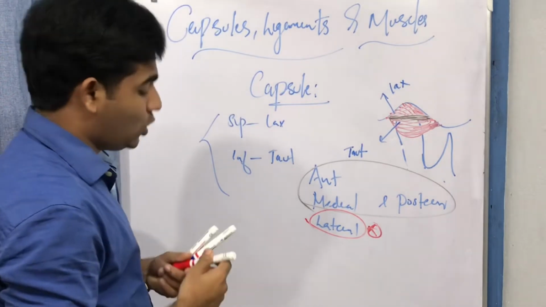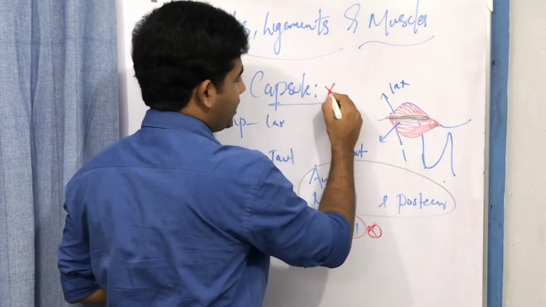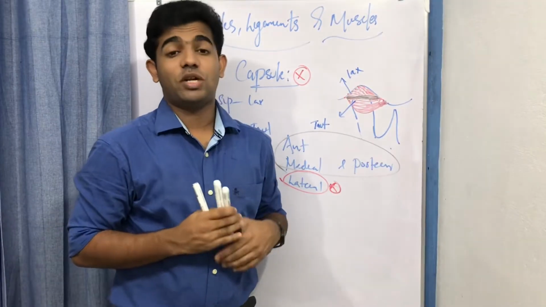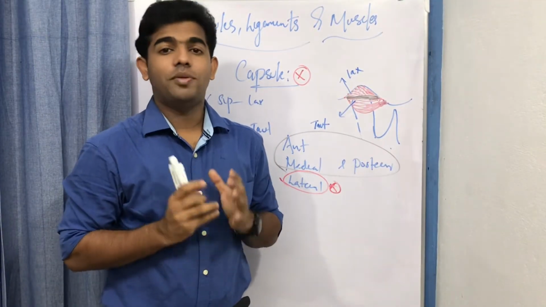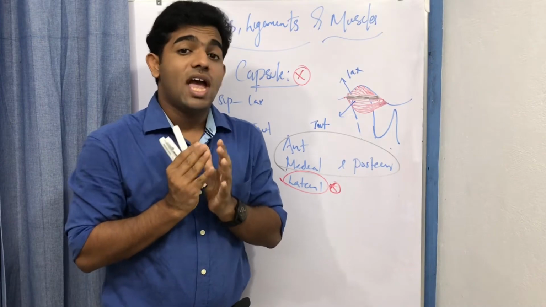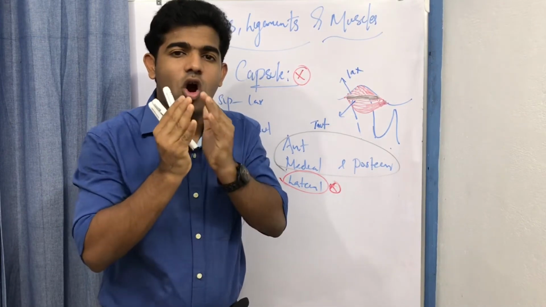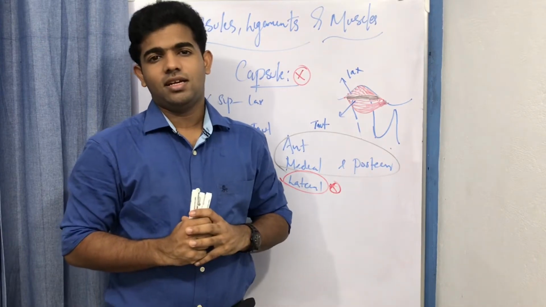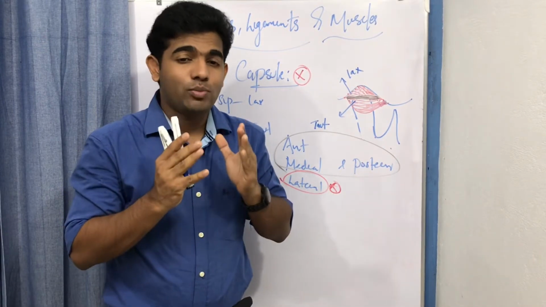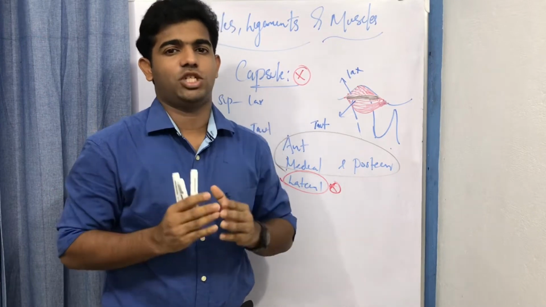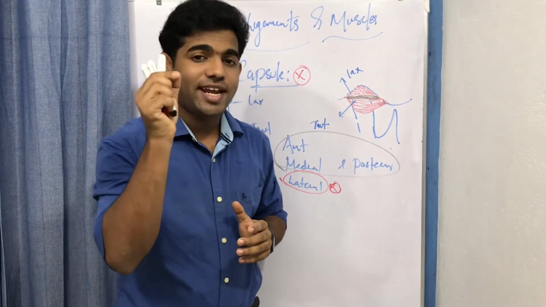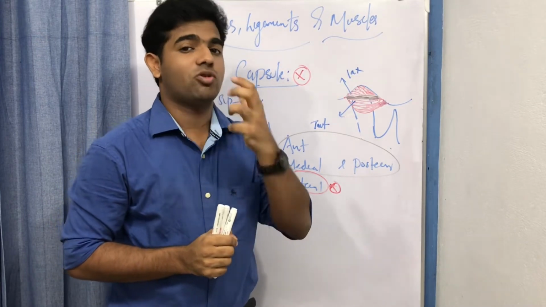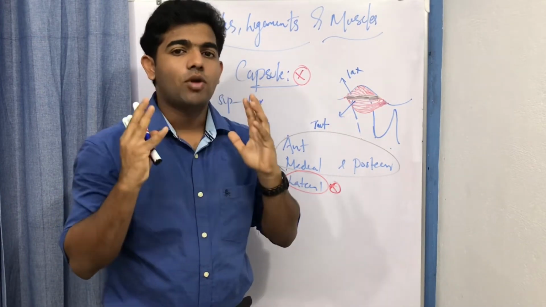And the last thing that you want to note about the temporomandibular joint is that the joint capsule is highly innervated and richly vascularized, which means that the joint capsule has a very crucial role in proprioceptive and sensory function.